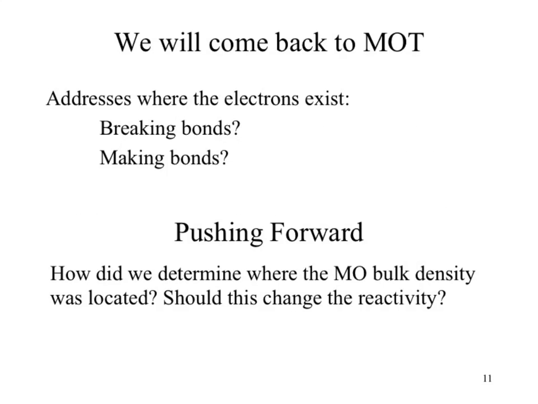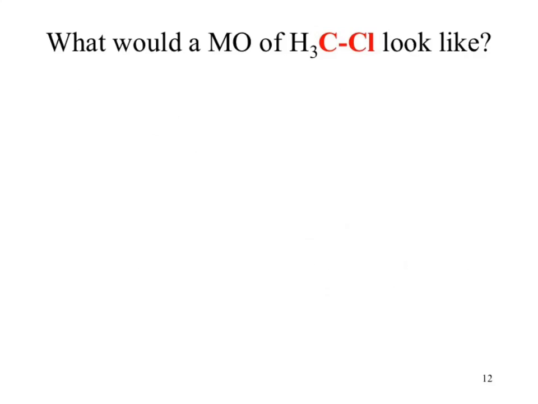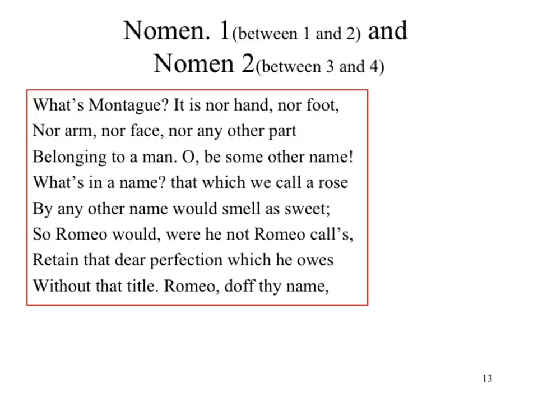We will come back to molecular orbital theory later, but I want to look at nomenclature and get through some of this. Anybody recognize this? We've got Romeo and Juliet. What's in a name? That which we call a rose by another name would smell as sweet.